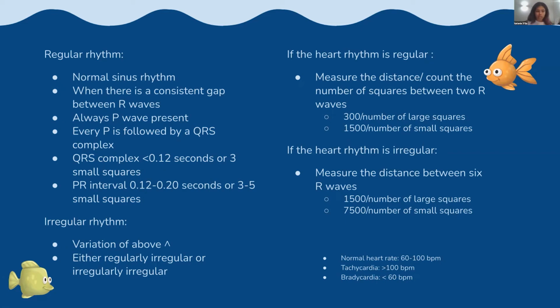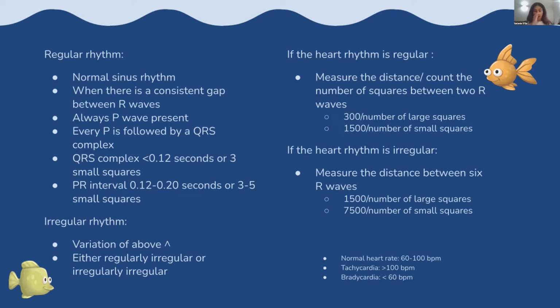When we have an irregular rhythm, that's just any sort of variation of those criteria. You can have regularly irregular, which would be that there's variation in what you're meant to be seeing, but it's consistent. Say, for example, there's consistently an issue with the P wave in every single set that you're seeing. Or you can have irregularly irregular, where it's a little bit of chaos. Some may have a difference in P wave, some may have a difference in QRS complex. There's no set repetition or pattern happening.